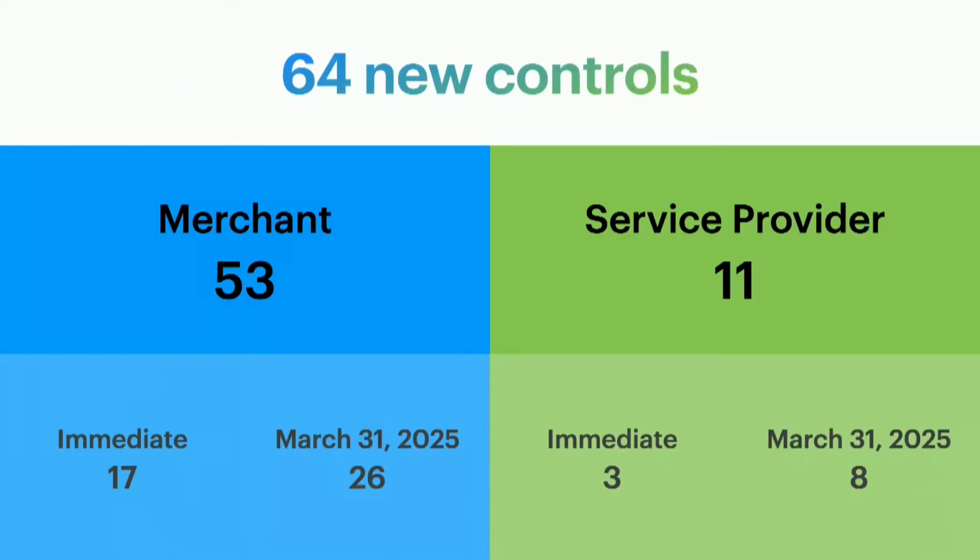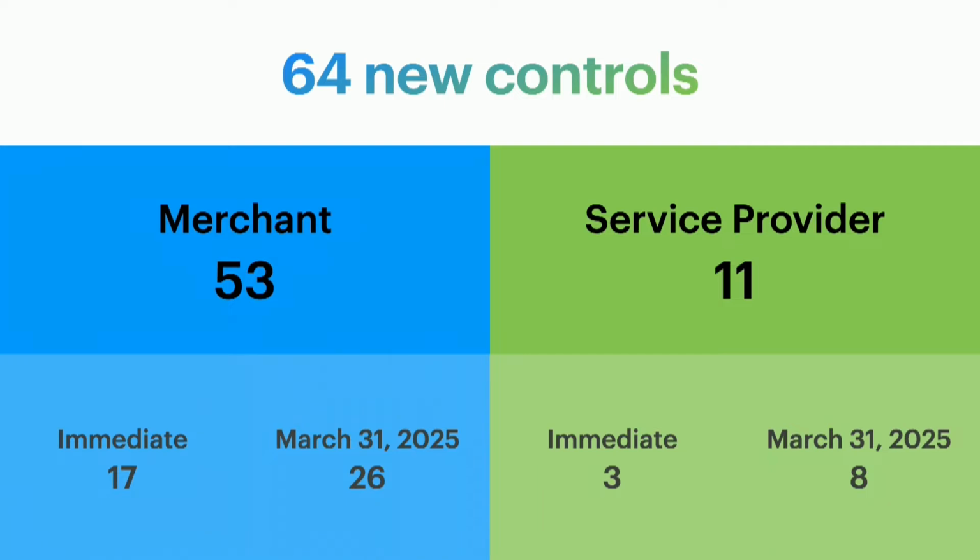All right, so what has changed? They added 64 new controls into 4.0. 3.2.1 was out there for years. Now with 4.0, they're adding a ton of new controls. For merchants, there's 53 of them, and for service providers, there's 11 that are strictly for service providers. If you don't know the difference, a merchant is if you're swiping the card and that money is going directly into your pocket. A service provider is providing services for companies that are doing that. So AWS would be a service provider for merchants being hosted within AWS.